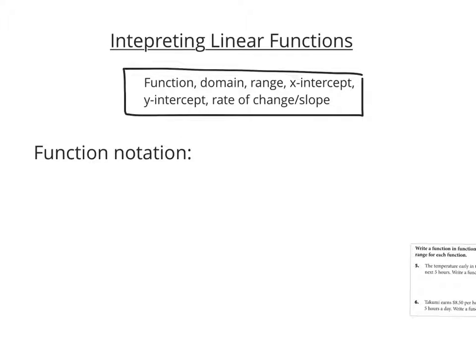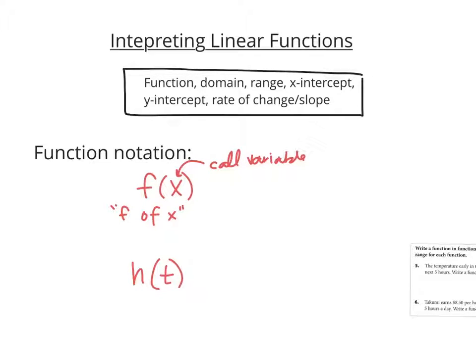So function notation is something that you may or may not have seen before, and it is written like this, f parentheses x, and it is said "f of x," and it literally means a function, so that's what the f stands for, in terms of x. So whatever they put in here is just what they're going to call the variable. For instance, you could have a function that says h of t, which would be maybe height in terms of time. So that's the variable that you're going to use.